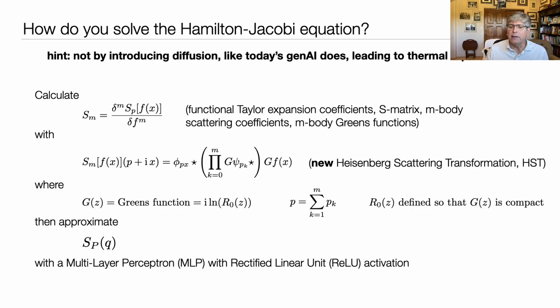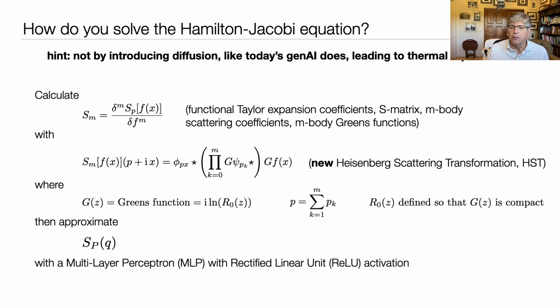Instead, we calculate the singularity spectrums by calculating the coefficients of the functional Taylor expansion of the action, also known as the X matrix, M-body scattering coefficients, and M-body Green's functions. We derived a formula for this functional that has a fast n log n computer implementation of the forward and inverse transformations. It has the form of an iterative wavelet transformation interleaved with the Green's function of a complex variable.